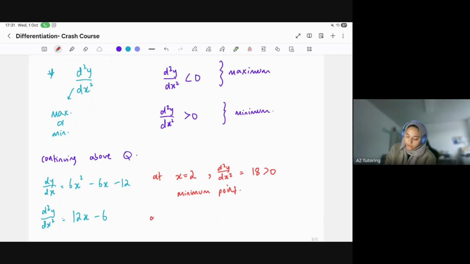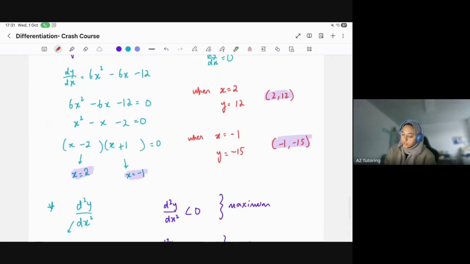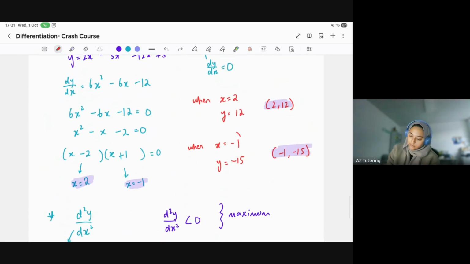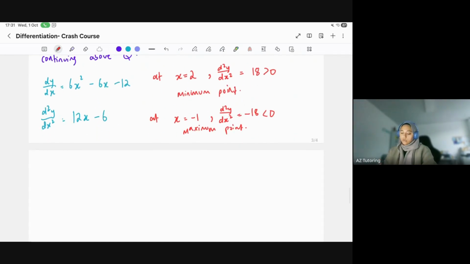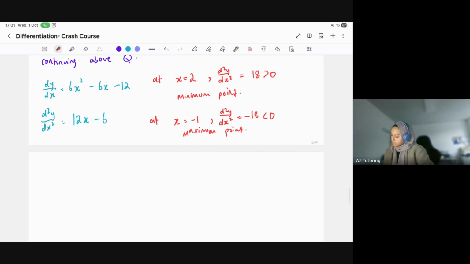Okay, now let's do the next point. At x equals, what have we got next? x equals minus 1. Let's plug that in. d2y over dx2 is minus 1 times 12, which is minus 12. Minus 12 minus 6 is minus 18, which is less than 0. So therefore, that's a maximum point. It might be obvious because you know what the graph looks like, but again, it's for the sake of knowing for curves that are not so obvious. Okay, that's maximum and minimum points.